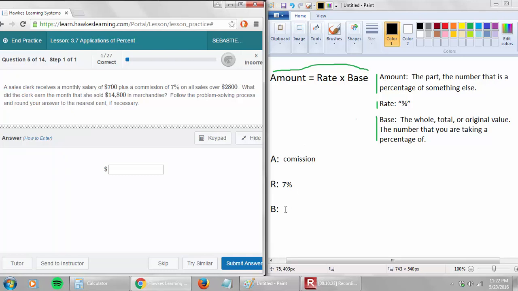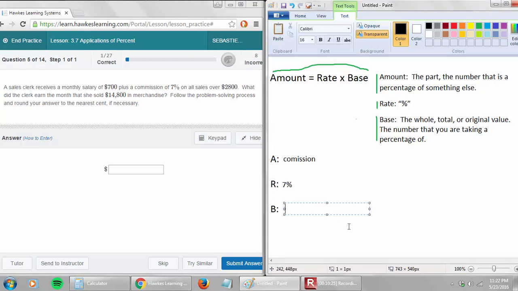My base is a little bit tricky here too, because she didn't just get commission on the $14,800 that she sold. She got commission on the sales that were over $2,800. That means the first $2,800 worth of sales didn't count for her. She didn't get any money for that at all. She only can base her commission on the sales that she made after that. So how much did she make in sales after the first $2,800? Well, you'll have to subtract to find out.